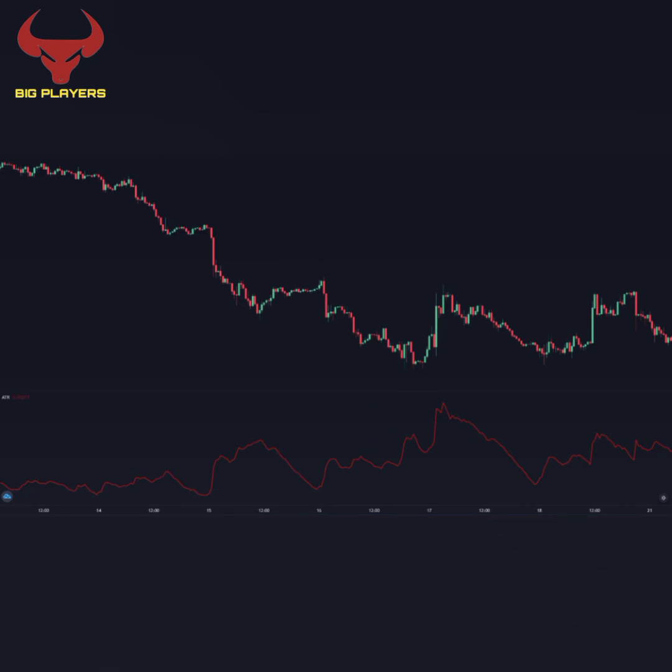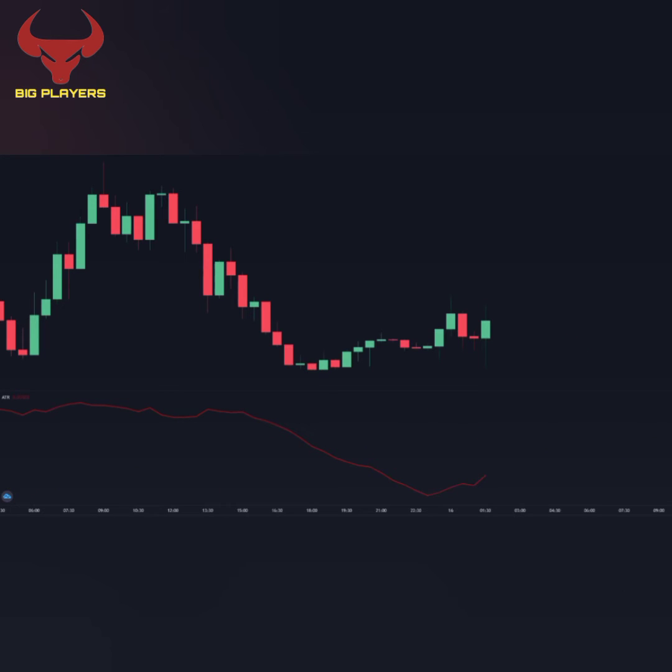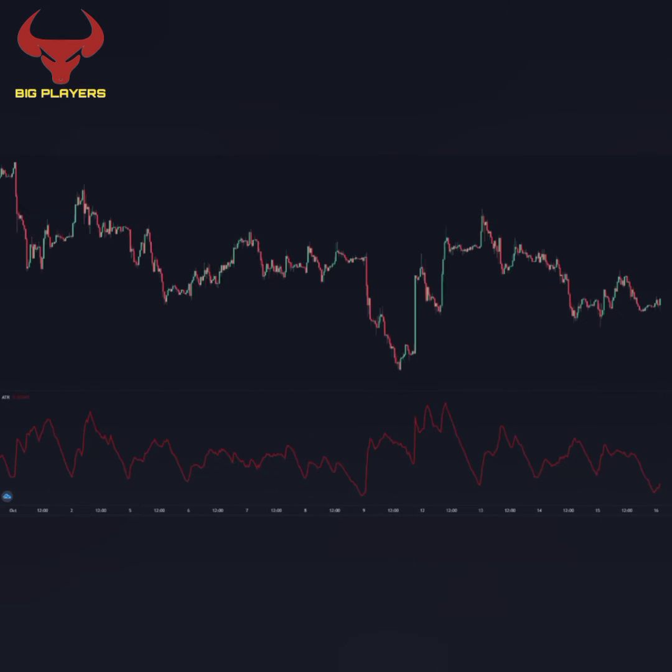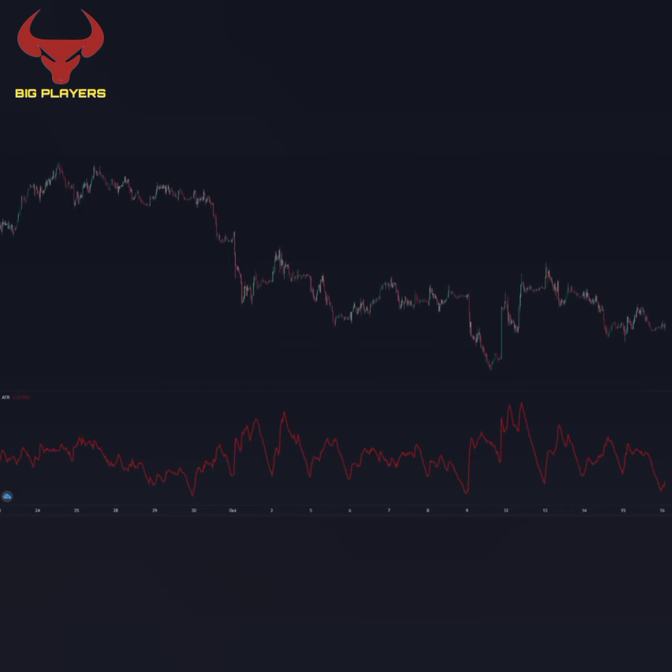Luckily, the ATR tells you exactly when the market is in low volatility. So here's what you need to do. First, you pick a time frame. In this case, I'm using the 30-minute chart. And next, what you need to do is zoom out of the chart a little bit. You can see that the ATR is constantly switching from lows to highs.